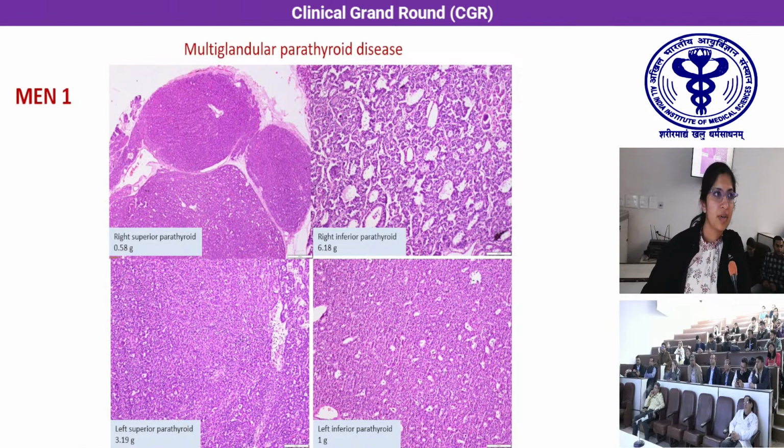So, coming to MEN1, it's a multi-system disorder which involves parathyroid, pituitary, and pancreas. Out of which the most common is the parathyroid. Most MEN1 patients often manifest as multiglandular parathyroid disease. As we can see here, all the 4 parathyroid glands are involved.